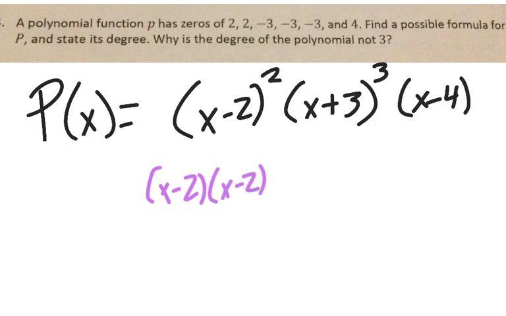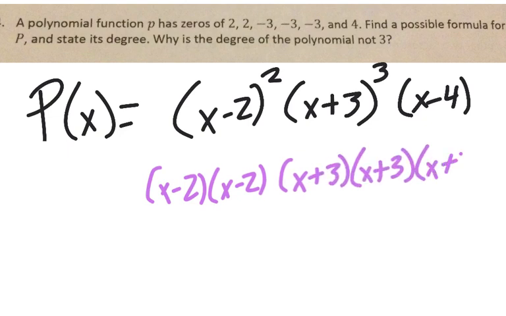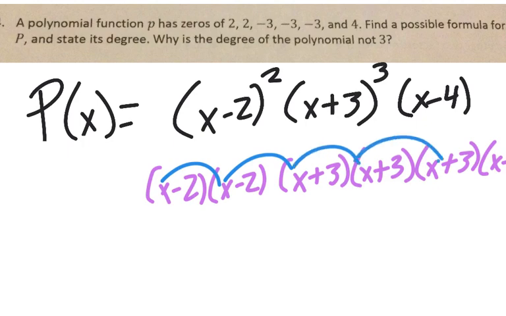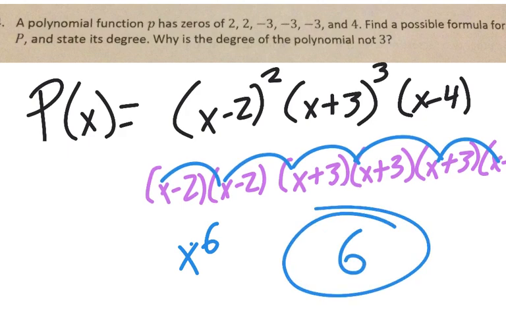X minus 2 squared literally means x minus 2 times x minus 2. X plus 3 cubed literally means x plus 3 times x plus 3 times x plus 3. Then I'm left with that x minus 4. Now it might be easier to see what the degree would be. If I multiplied all those x's at the beginning, I would get an x to the 6th term, which means it's a degree 6 polynomial.